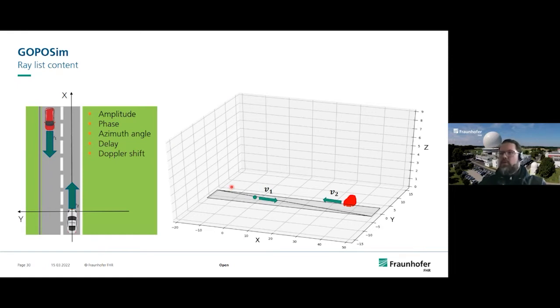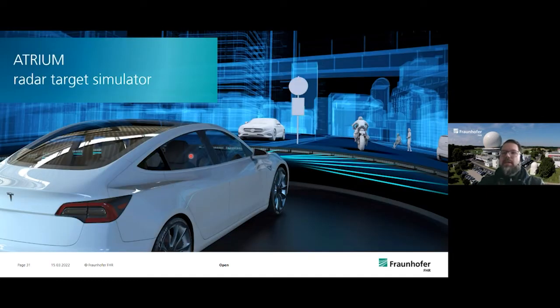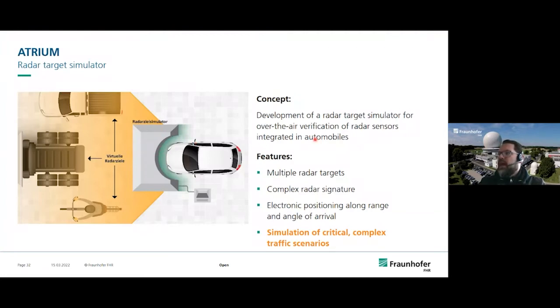In a connected project, we developed our Atrium radar target simulator, and this is actually a system which is shown here. This is a hardware which allows for over-the-air verification of radar sensors, and this means that you can just place a radar sensor in front of this target simulator, and it will actually generate a virtual environment. And it can do this for multiple radar targets, also for complex radar signatures. It will do it along range and angle, and of course Doppler, and is built and meant for the simulation of critical complex traffic scenarios. Yeah, so that is actually the intention of the system.